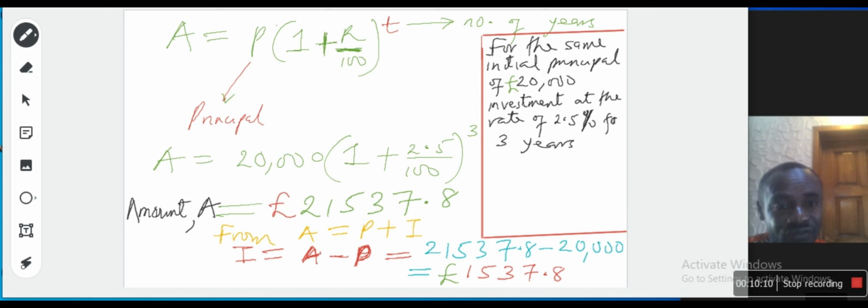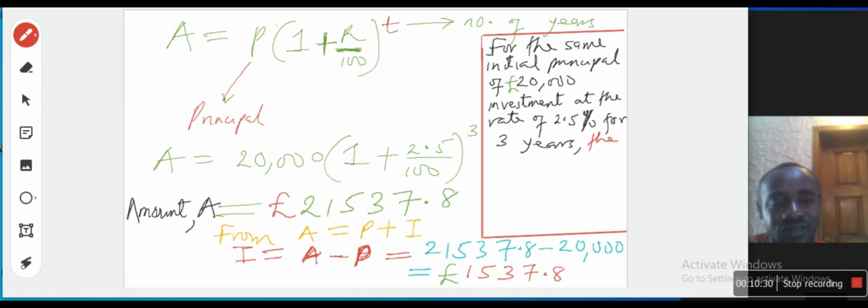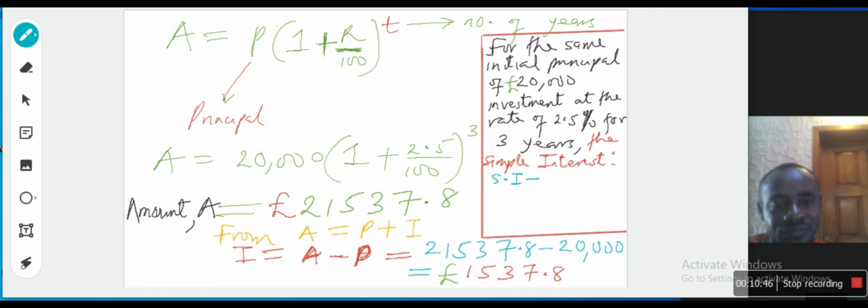There's usually a significant difference. In fact, compound interest usually produces a bigger amount. It may be a little bit bigger, but it will definitely be bigger. For the same initial principal of 20,000 at the rate of 2.5% for 3 years, the simple interest, SI, will be what? What's the formula again? Principal times rate times time over 100.